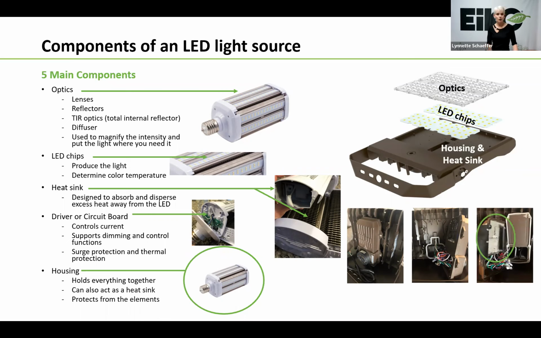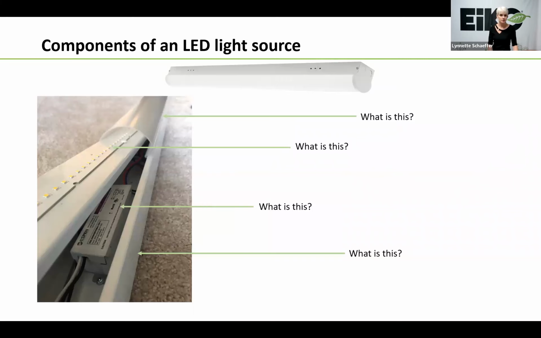All right, next up, we have another little example, and this actually happens to be a strip fixture. So the question is, can you determine what each of these components are? So let's look at the first one here. What is the top one? Well, that of course is your optics or your lens.